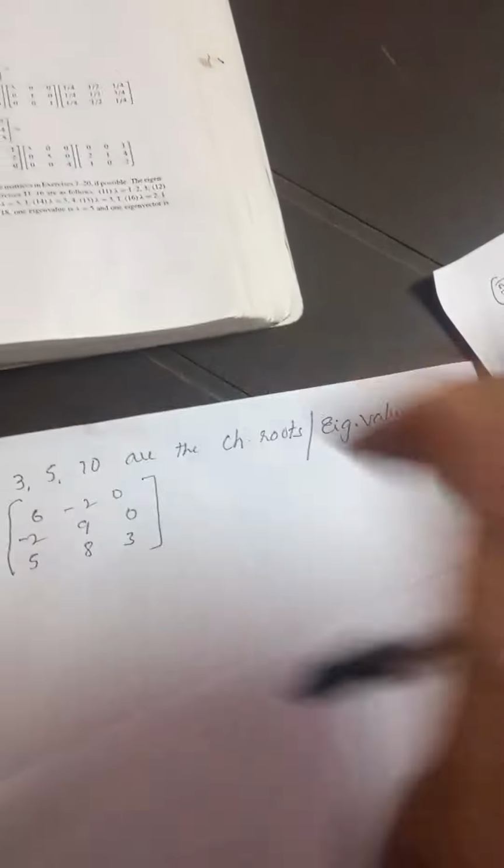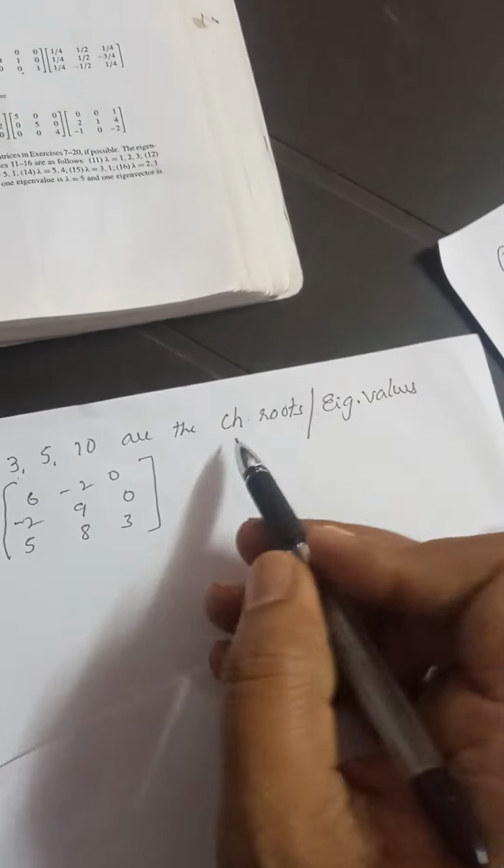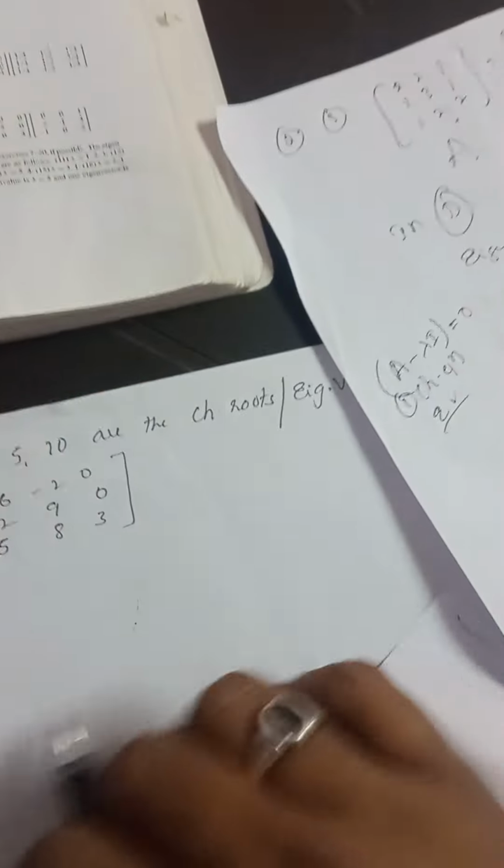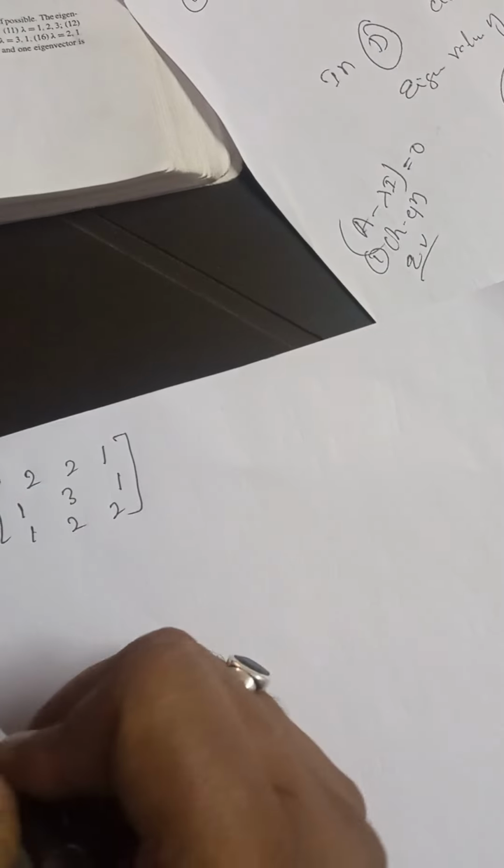Now you are given one problem, and these 3, 5, 10 are the characteristic roots or eigenvalues. Now I am solving this problem. The same procedure you can use to solve this one, right? So I have taken A equal to 2 2 1; 1 3 1; 1 2 2, right? Concentrate. Now, a number of topics are going to be covered in this problem. First of all, our aim is to find the characteristic roots or eigenvalues.